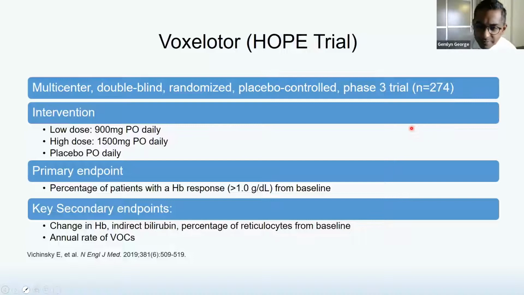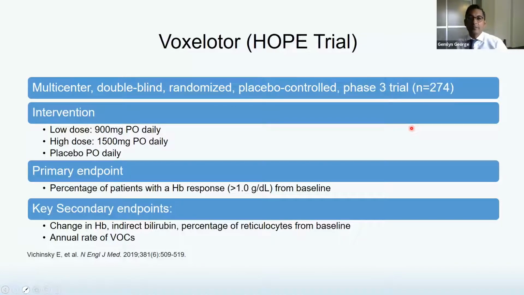For the last part of this presentation, I'd like to bring your attention to voxelotor, which was approved in late 2019 through the HOPE trial. Now, voxelotor is a stabilizer of sickle hemoglobin, and it improves oxygen binding capacity. And because there's more oxygen binding, cells do not polymerize. The hemoglobin molecule does not polymerize. And so when you don't have polymerization or as much polymerization, you don't have as much sickling, you don't have as much RBC damage, and thus there's an increased half-life for these RBCs.